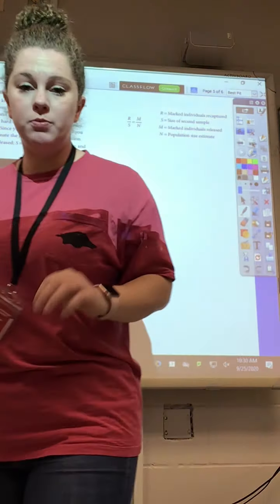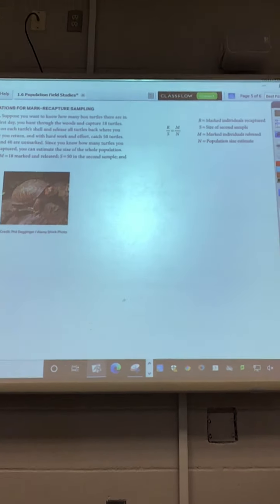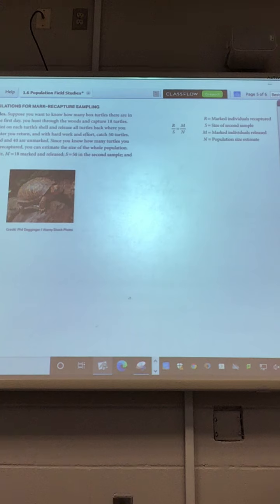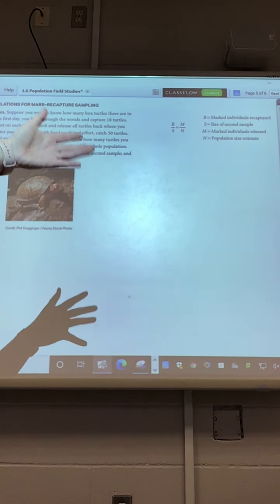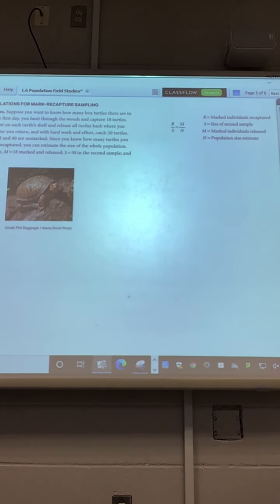Alright guys, so I'm gonna jump on here. I'm gonna smooth this back real fast. Oh, that'll work. And I'm gonna do a practice mark recapture sampling problem with you. This is the one on your lab sheet. I'm just gonna walk you through it because I'm gonna walk the kids in class through it, so I want you to have that same resource.